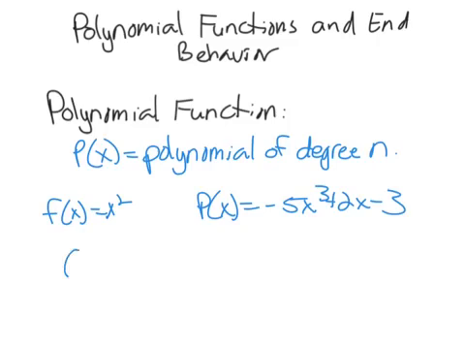We could have crazy ones like this: g of x is equal to 8x to the 11th plus 2x squared minus 1. That's still a polynomial function. In this case, it would be a degree of 11.